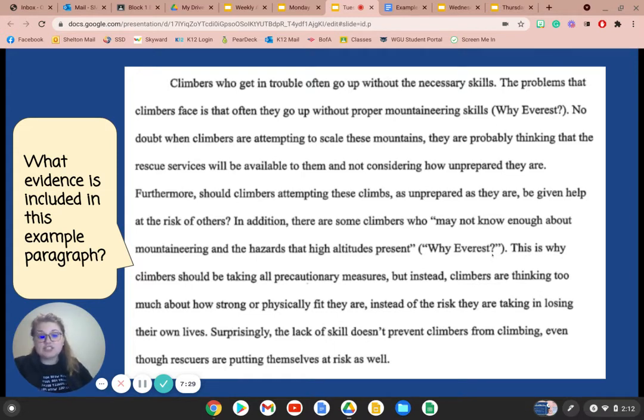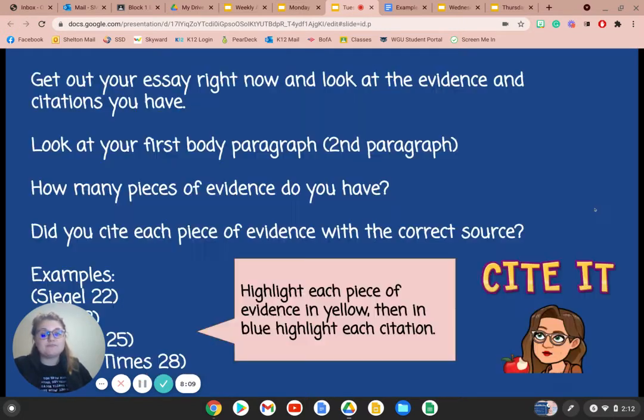And then in the second one, she makes that same mistake, but this time she does it with a quote. So she says, may not know enough about mountaineering and the hazards that high altitudes present. Now, she does a great job of following quo par punct, which means she has her quotation marks, then her parentheses, then her punctuation. But instead, she should have made sure she had the last name of the author here with the page number. So if the author is included, we need to make sure that we tell us who the author is. Now, sometimes we won't know who the author is. Then this would be fine. But we need to make sure that in this case, since we do know who the author is, that we are including that in our paragraph.